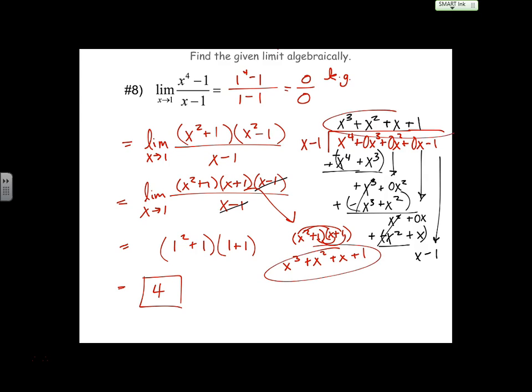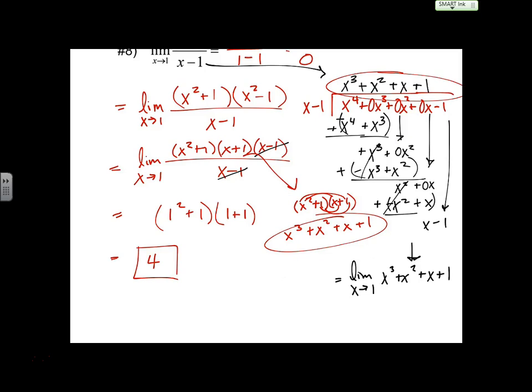If you couldn't factor, guess what? The polynomial division gets you to the same place. So what you could have done over here on this side is take this after dividing and say, oh, hey, that original is equal to the limit as x approaches 1 of x cubed plus x squared plus x plus 1. And if you plug it in, what do you get? Either way you do it, it works. But if you can factor, it's so much faster.